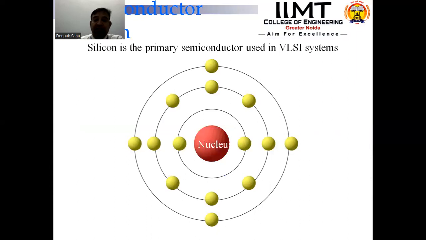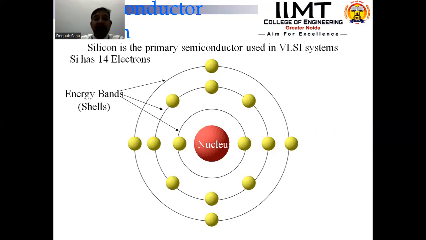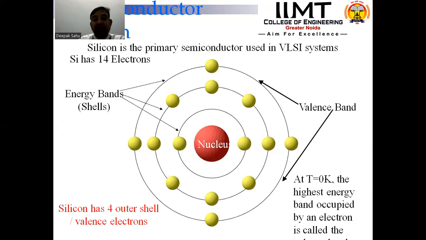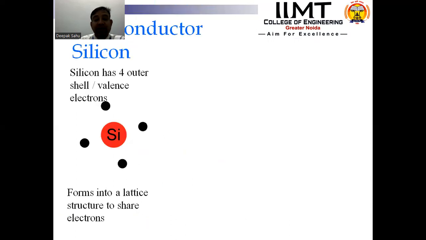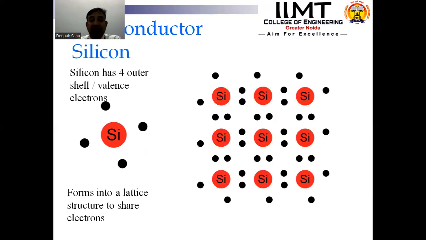Now, this is a basic structure which shows a nucleus, and from inner to outer shells, it is a silicon-based system which has 14 electrons. So the energy bands in the form of shells are shown: innermost 2, then 8, then 4 as per electronic distribution. This distribution is based on a temperature of 0 degrees Kelvin, in which the outermost shell has 4 electrons. Now, this is the more concise or compressed diagram form, in which the silicon outermost shell is shown, and this is the lattice structure.